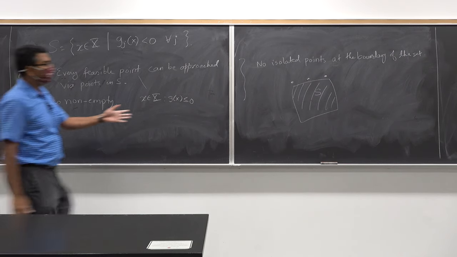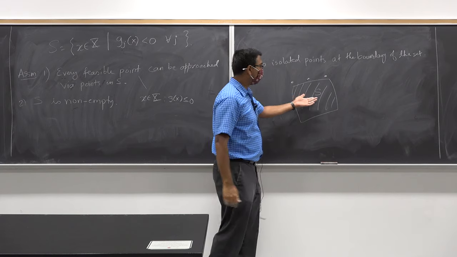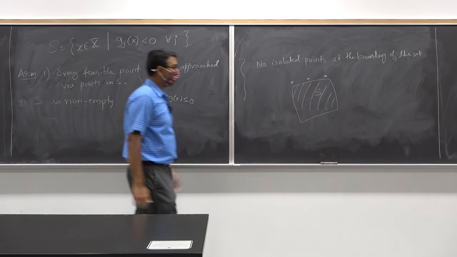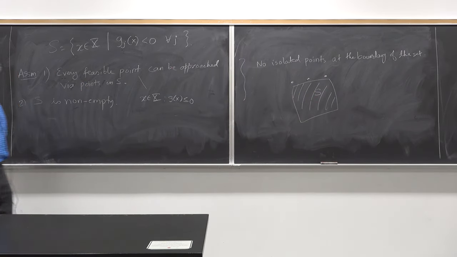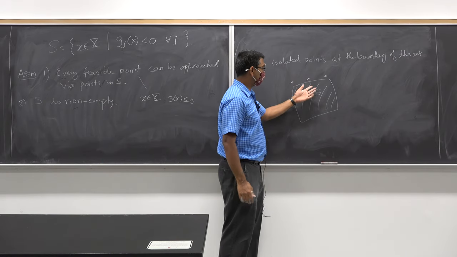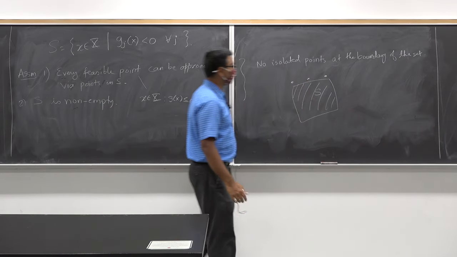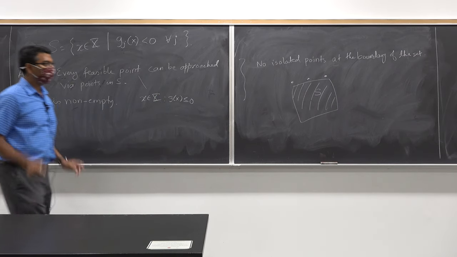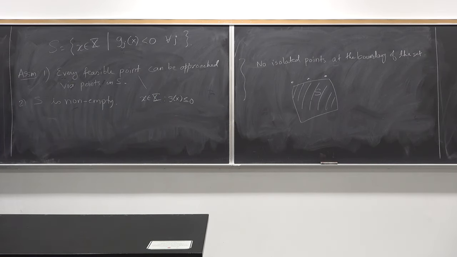Now, we don't have to worry about this assumption because for most problems that you would solve in your life, this assumption would be satisfied. But certainly, I'm not sure in what situation you would have a condition where you have isolated points that are not part of the constraint set, and these isolated points are at the boundary. Then you may get into trouble by using barrier method, but we won't worry about those situations.